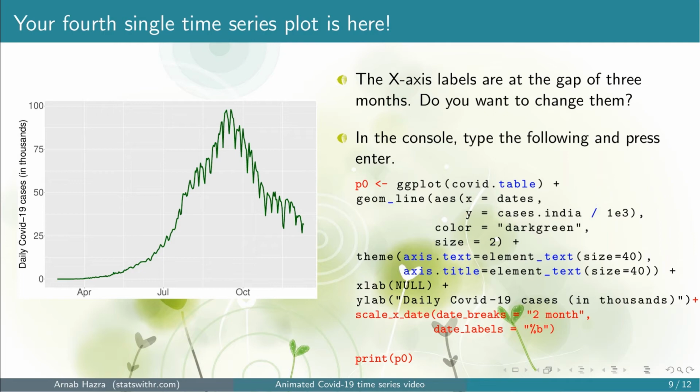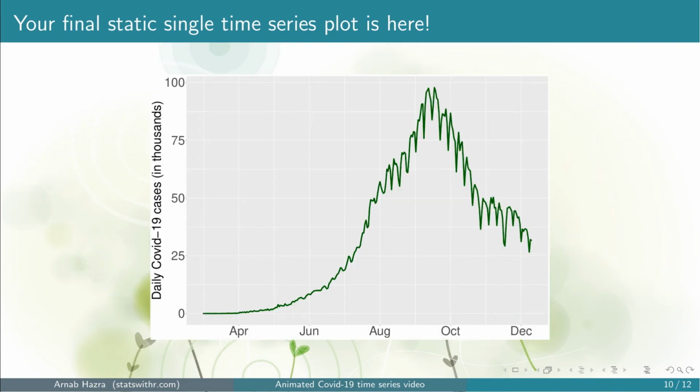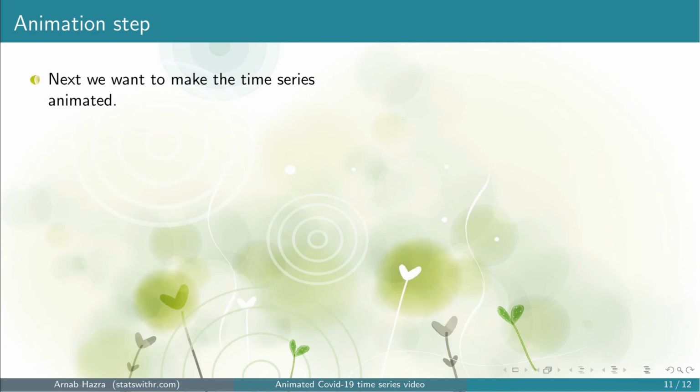Also note that we are storing the layers so far into p0 for convenience, and we'll add the subsequent layers of animation on the top of p0. Print p0 prints the ggplot. Now press enter. Okay, you get your final single time series plot. The x-axis labels are now at the gap of 2 months. You might consider this plot for your publication. Further, we will discuss the steps of creating the animation.